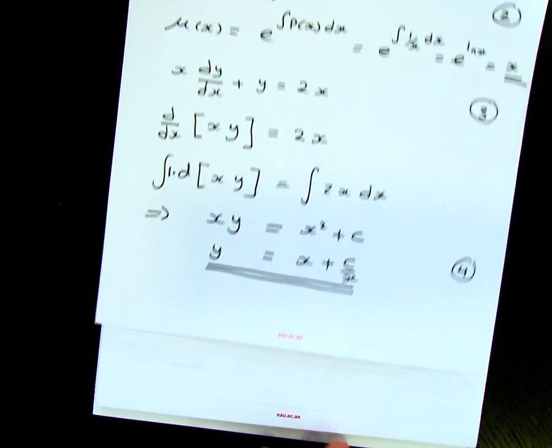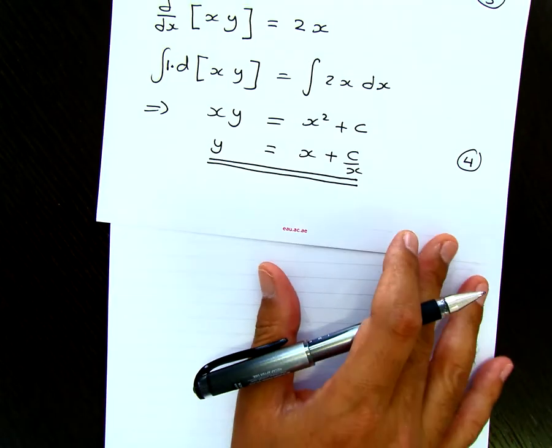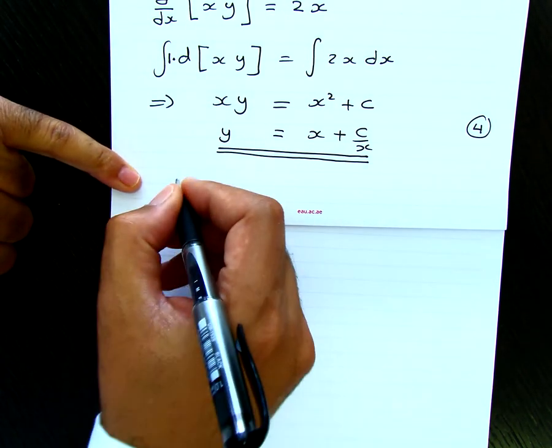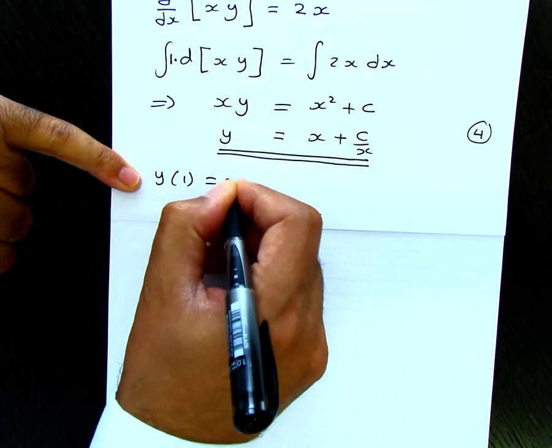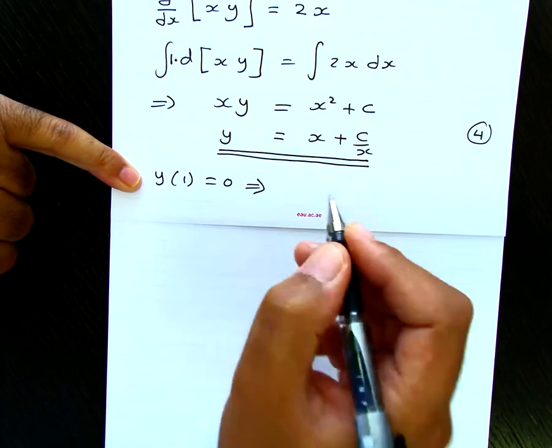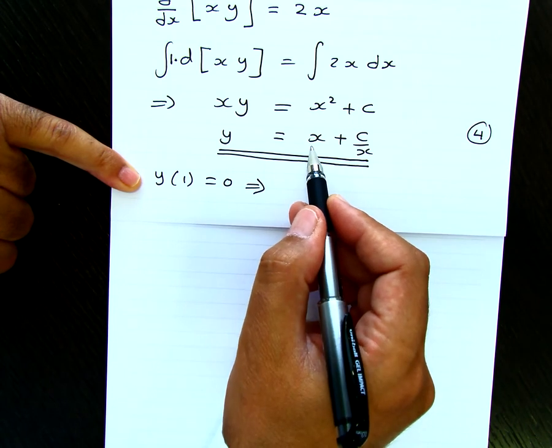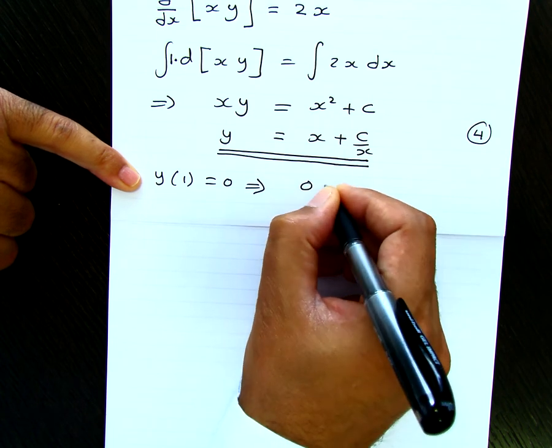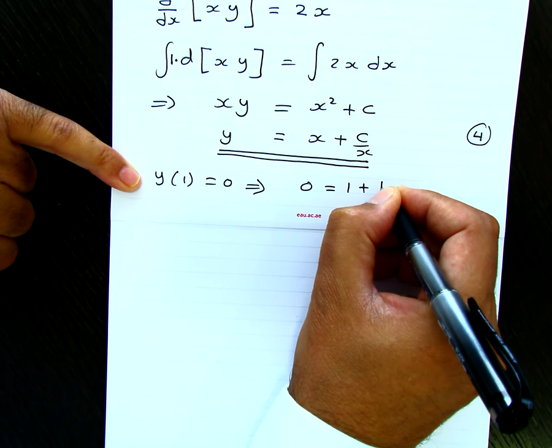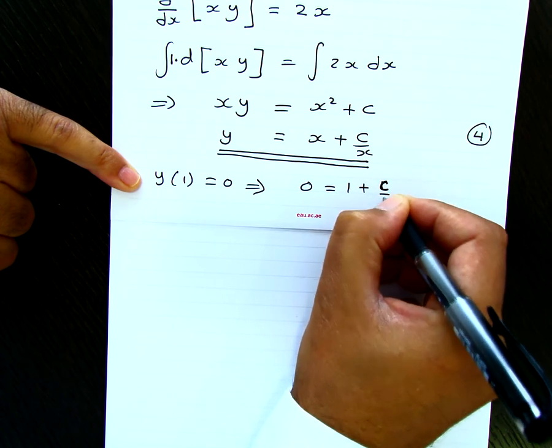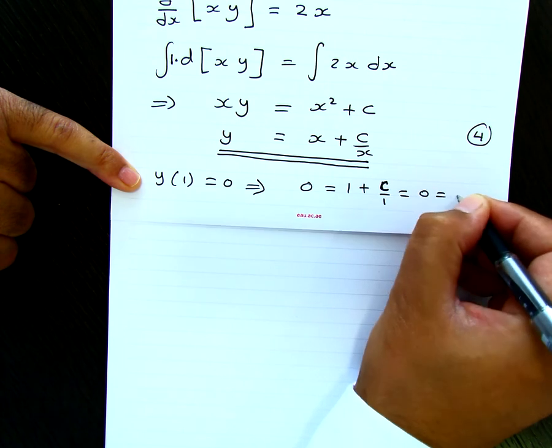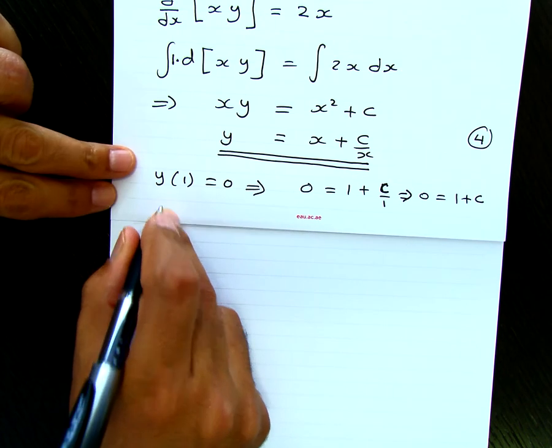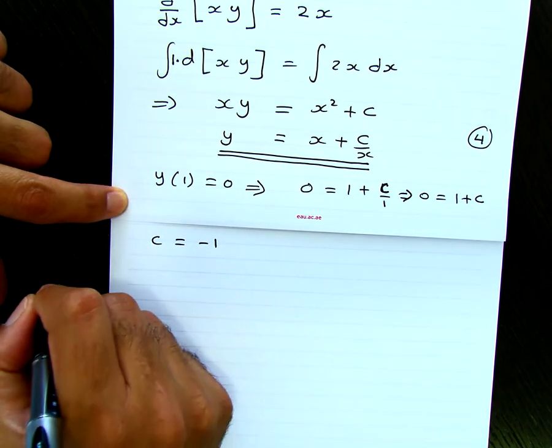We are now going to apply the initial condition to this. So let's just keep this in here. If we apply the initial condition, we have y of 1 equal to 0. That implies that when x equal to 1, y equal to 0. So on the left hand side I will have 0 equal to 1 plus c over 1, which is basically 0 equal to 1 plus c. So this gives me that c equal to minus 1.